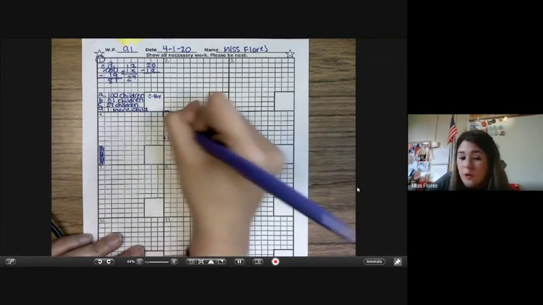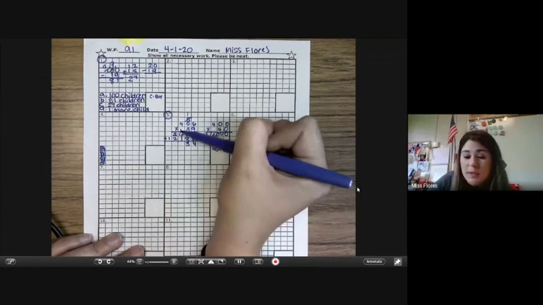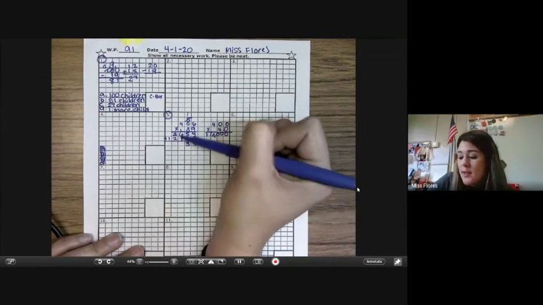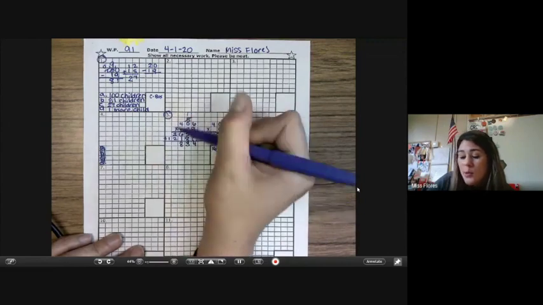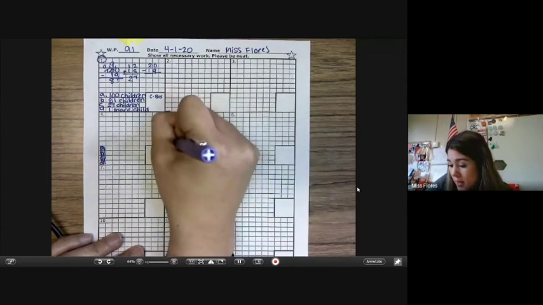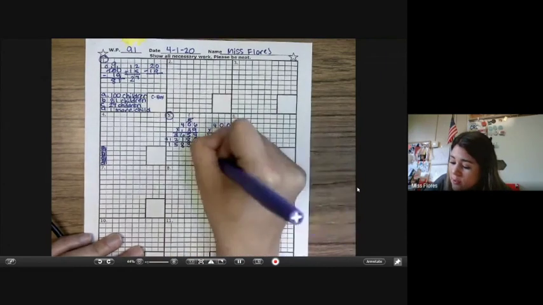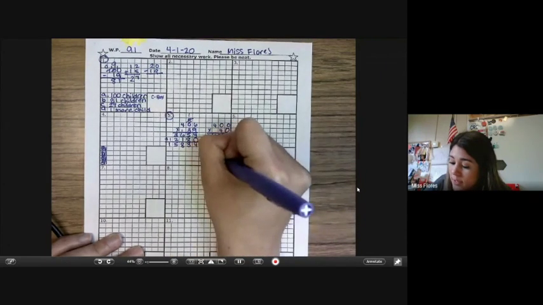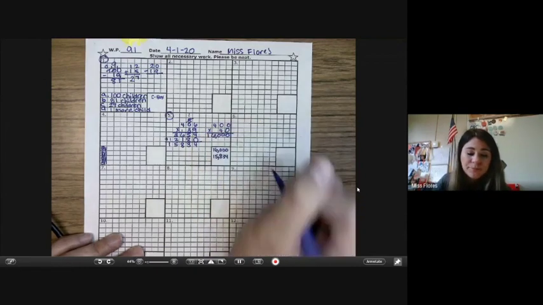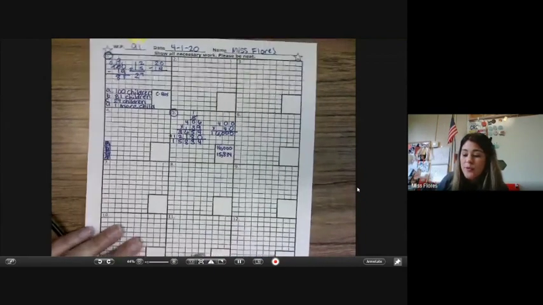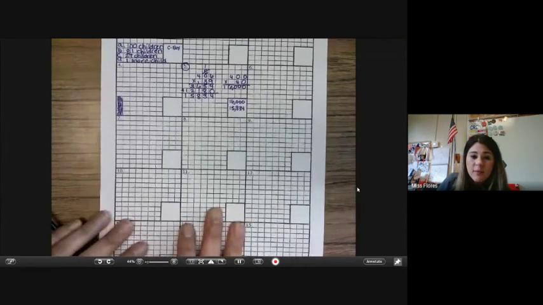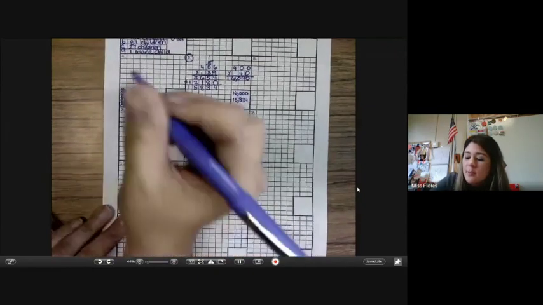The 3 comes down, the 1 gets carried over. 6 plus 1 is 7, plus 1 is 8. 3 plus 2 is 5, and 1 plus 0 is 1. So then your actual answer is 15,834. All right, moving on to the next problem that I'm going to do with you, number 7.